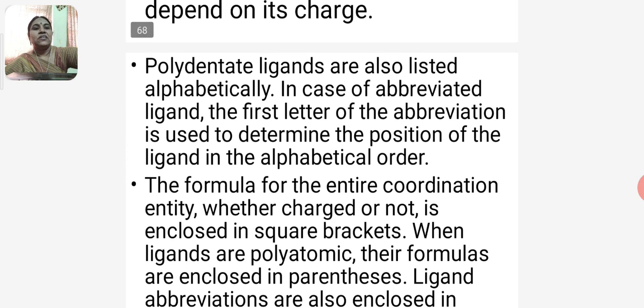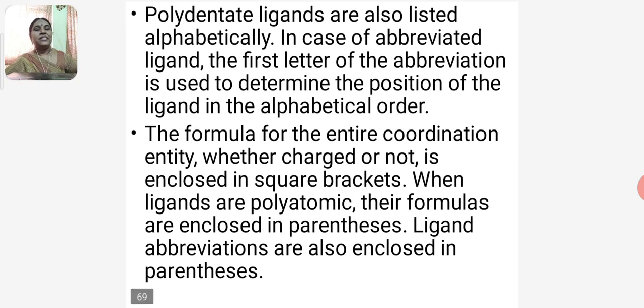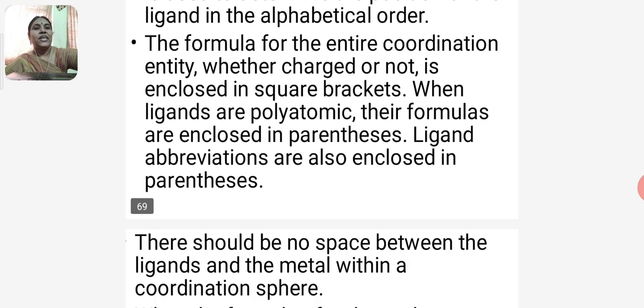Polydentate ligands are also listed alphabetically. In case of abbreviated ligands, the first letter of the abbreviation is used to determine the position of the ligand in the alphabetical order. The formula of the entire coordination entity, whether charged or not, is enclosed in square brackets. When the ligands are polyatomic, their formulas are enclosed in parentheses. Ligand abbreviations are also enclosed in parentheses.